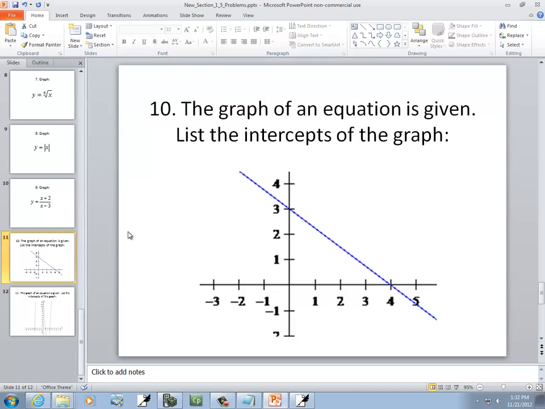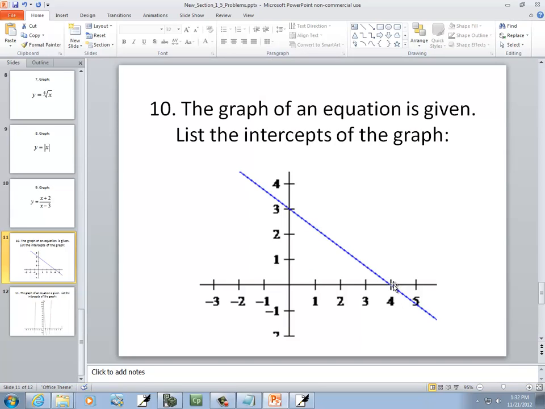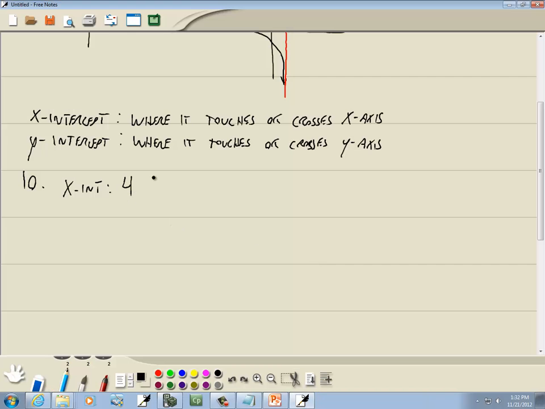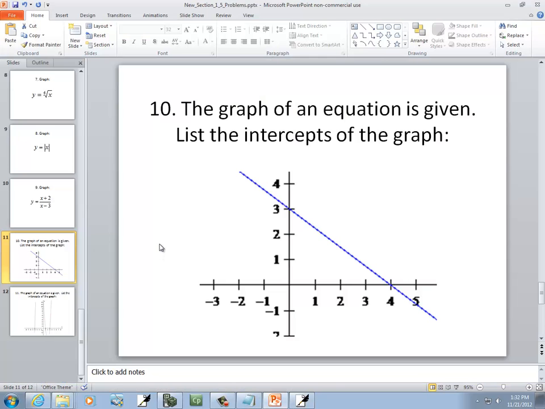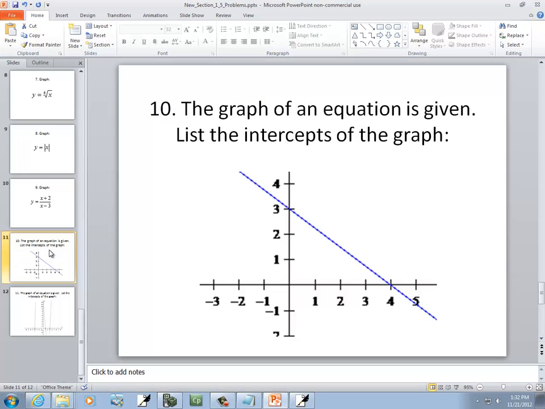Okay, so for number 10, the x-intercept. I see it crosses at 4. So our x-intercept is 4. Now if we want to write that in point form, that would be (4, 0). Now our y-intercept is where it touches or crosses the y-axis, which is 3. Or if you want to write it in point form, that'd be (0, 3). And those would be your answers.